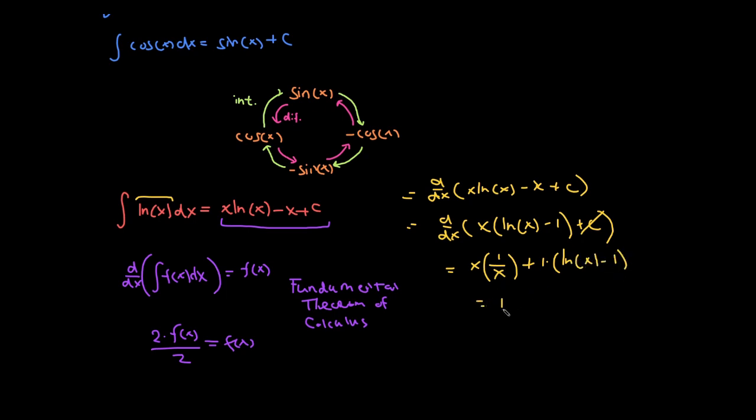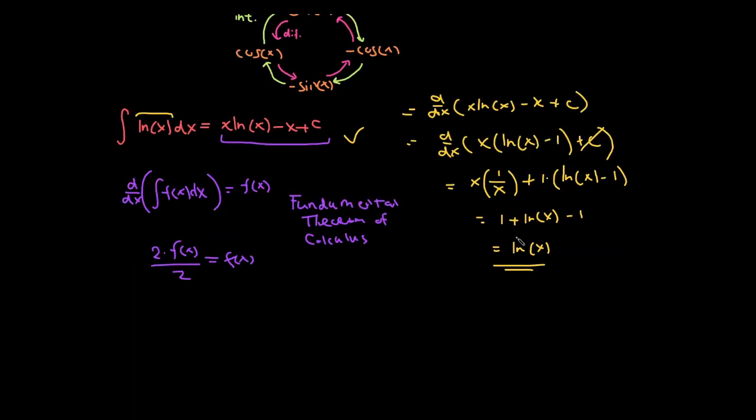I'm multiplying this out, this just gives 1, x divided by x, and this is going to give me ln x minus 1, and that indeed is ln x. So this function is actually correct. I mean, I wouldn't give you an incorrect function, right? But this is just a way to check that you've done it correctly.